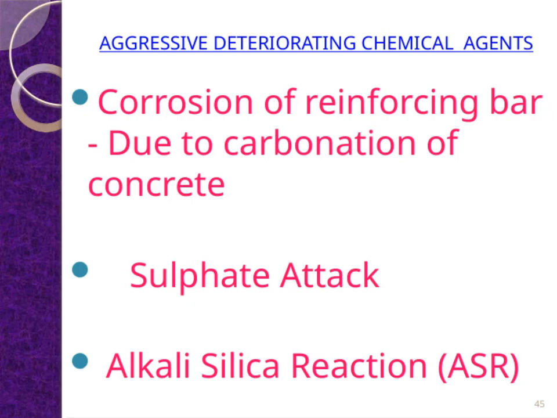Now, let's take a look at some of the common causes of deterioration in reinforced concrete structures. One of the key issues is corrosion of the reinforcing bars, which often occurs due to carbonation of the concrete. When carbonation happens, it reduces the pH level of the concrete, making the environment around the steel more acidic, and this accelerates the corrosion process. Another major factor is sulfate attack. Sulfates present in soil or water can penetrate the concrete and react with the components, leading to expansion and cracking. This kind of chemical attack can significantly compromise the integrity of the structure over time.